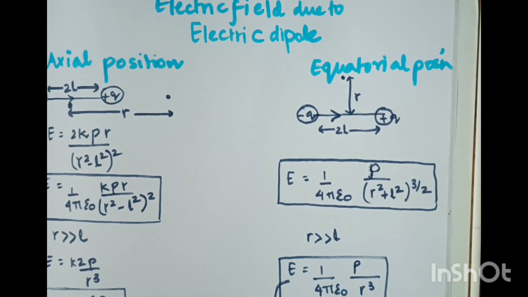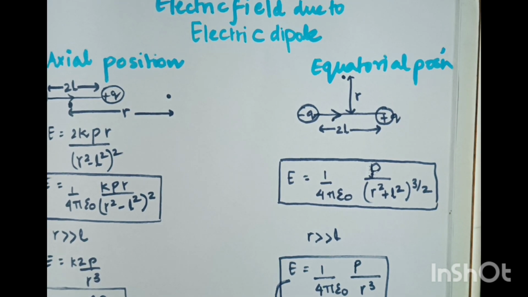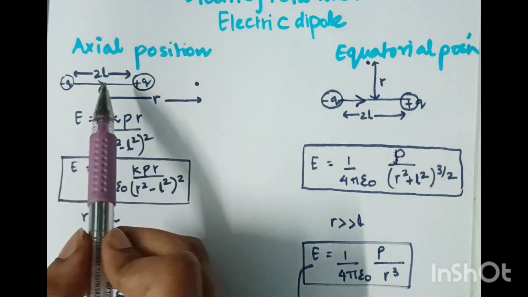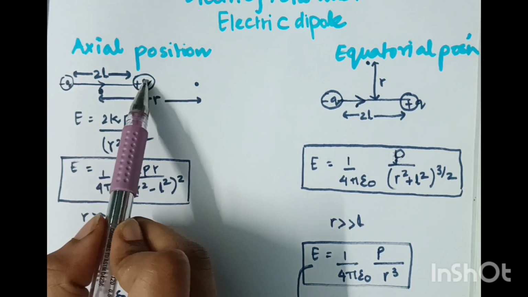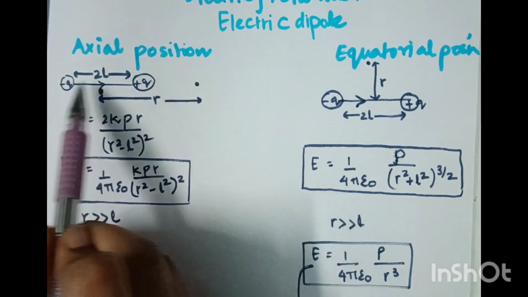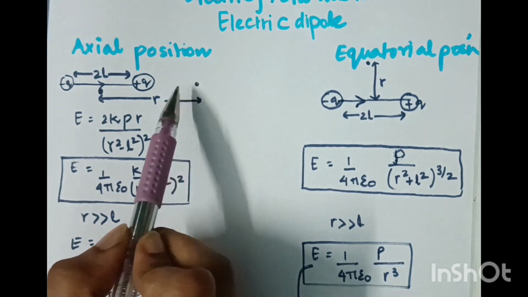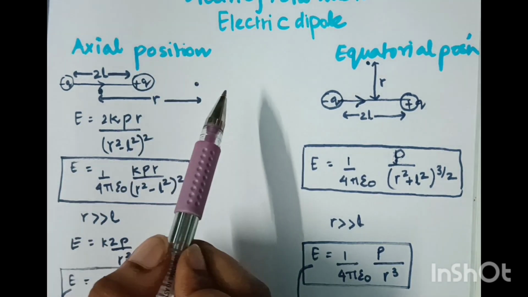Electric field due to dipole. Now let us see how we find the electric field due to the dipole in the axial position and in the equatorial position. So what is an axial position? If this is the dipole and the point is along the line of the dipole, then it is an axial position.